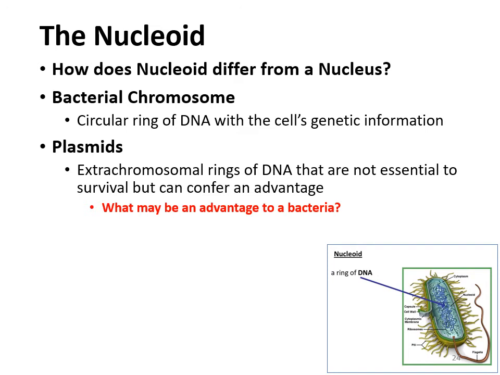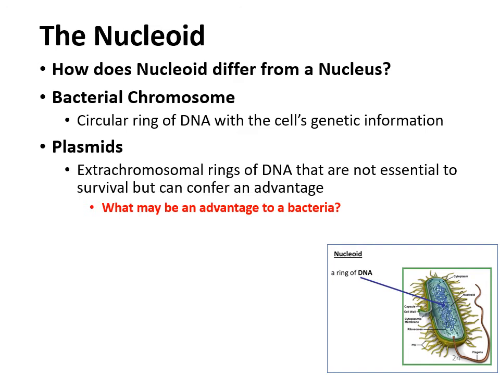Bacteria also have what are called plasmids. So keep in mind, plasmids are extra chromosomal, meaning that they're beyond the regular chromosome, which means not all bacteria will have them, and the bacteria that do have them have various different versions of plasmids.